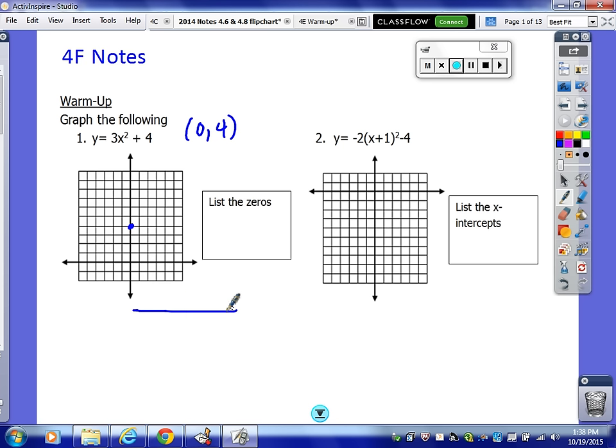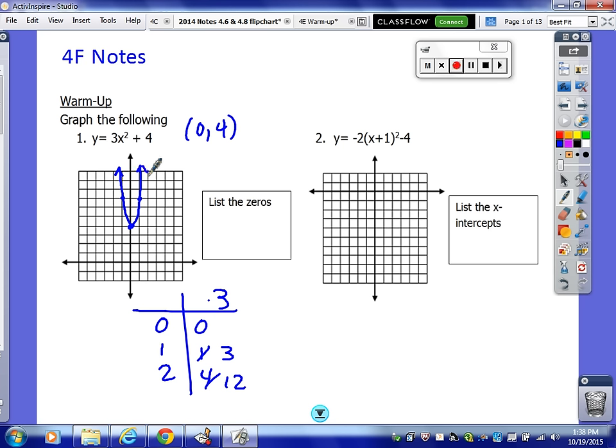And we have a factor of 3. So 0, 1, 2, 0, 1, 4 times 3, so it becomes (3, 12). So let's go right 1 up 3 and left 1 up 3, reflected. Alright, my next point won't fit. So here's my parabola. Alright, list the zeros.